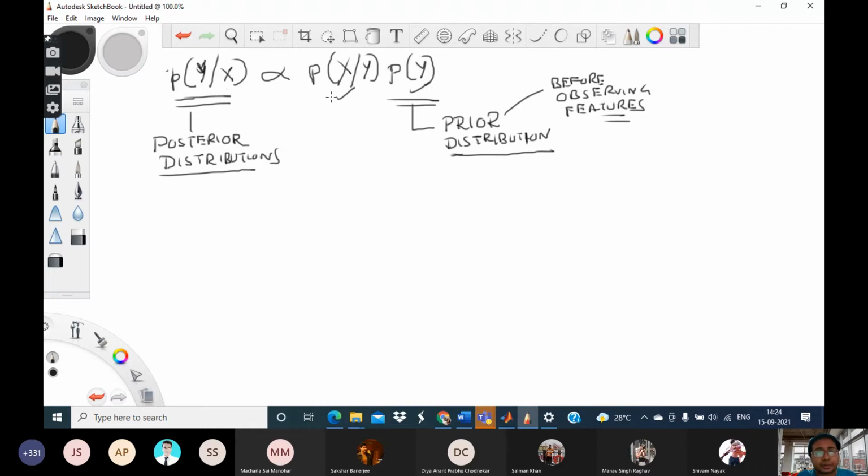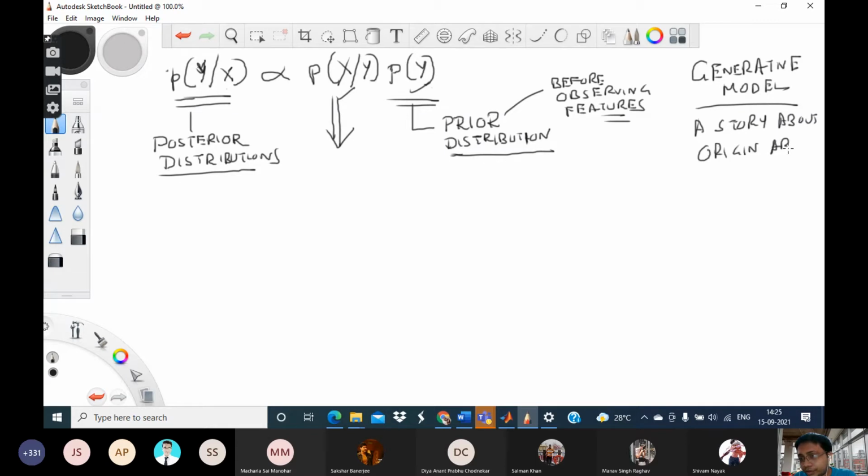Now what about this part? What is meant by probability of x given y? To make sense of this quantity, let us first understand what is meant by a generative model. A generative model is basically a story about how the data was created. A story about the origin of the data.